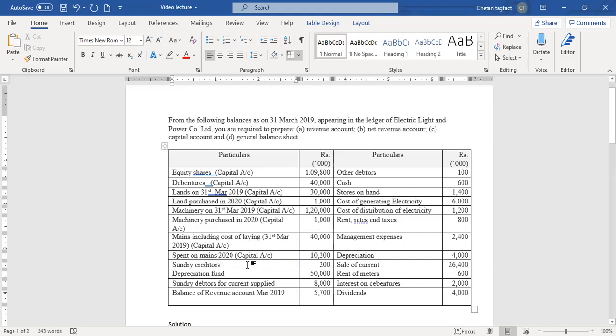Next item is sundry creditors. This is taken in the general balance sheet because it is a current liability. And as I told you earlier, a general balance sheet is prepared with the balances that are carried forward from the capital accounts, and current assets and current liabilities are taken in the general balance sheet. So that is why our current items will appear in general balance sheet. Depreciation fund as well appears in general balance sheet.